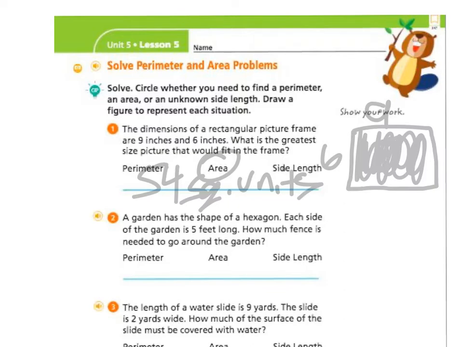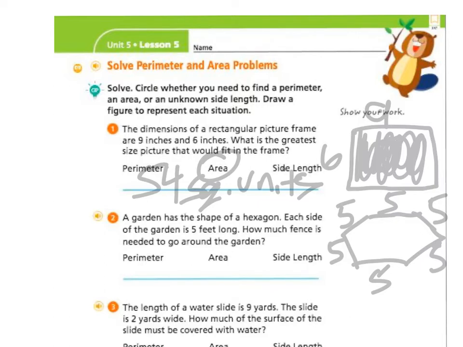So the second one says, a garden has the shape of a hexagon. So even that one, hex is 6. Each side is 5 feet long. That means every one of the 6 sides is 5 feet long. How much fence is needed to go around? So the outside is always the perimeter. And this one, I would just do the multiplication equation or count by 5 6 times. 5, 10, 15, 20, 25, 30. So it's 30 feet.